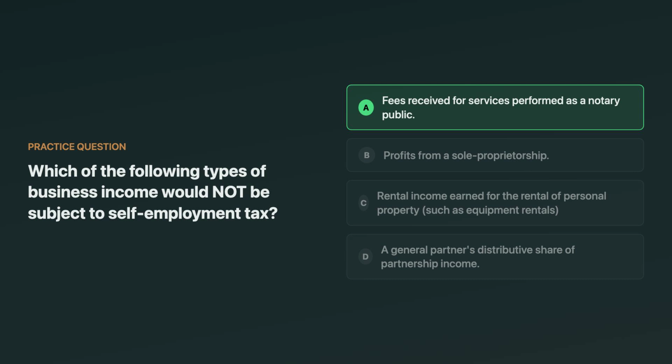The correct answer is fees received for services performed as a notary public. That income is reported, but it's specifically excluded from self-employment tax under the Schedule SE instructions. A tempting wrong answer is rental income, because real estate rents often avoid SE tax, but this option is rental of personal property, which can be treated as SE income when it's part of a business activity.